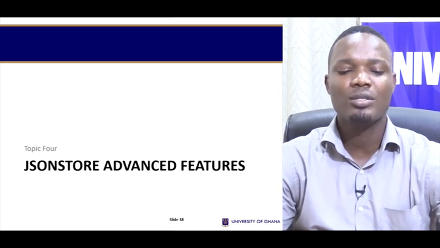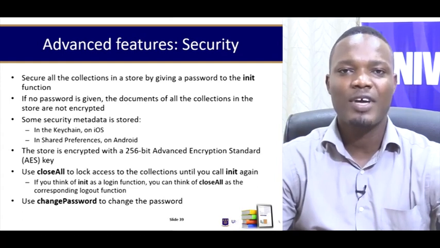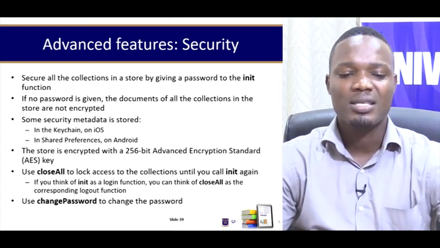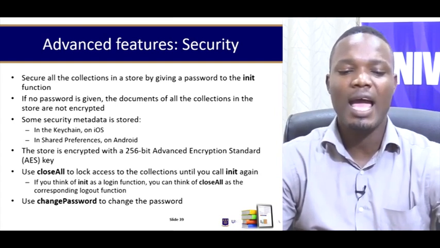We'll now proceed on to some JSON store advanced features. The first one we want to talk about is security. Now, we can secure all the collections in a store by giving a password to the init function. Now, if no password is given, the documents of all the collections in the store are not encrypted. So if you want them encrypted, then you need to provide a password. Some security metadata is also stored in the keychain in iOS and in the shared preference on Android.